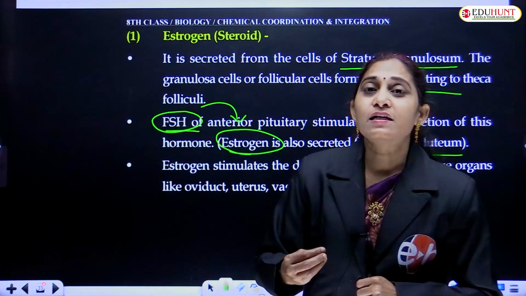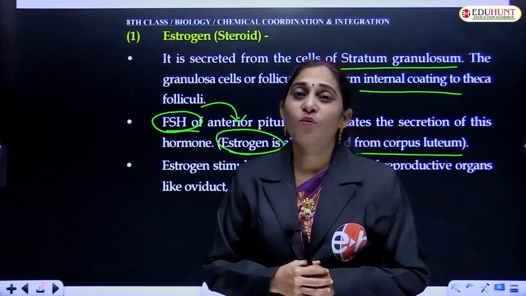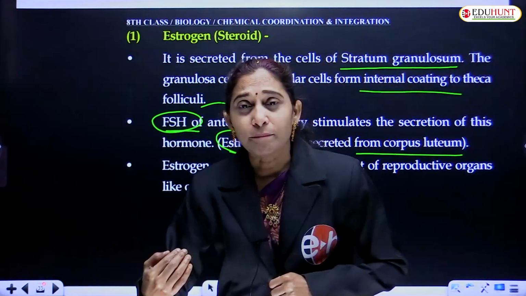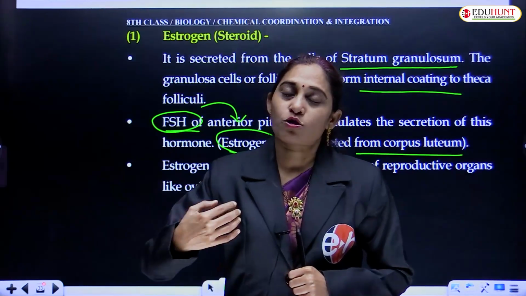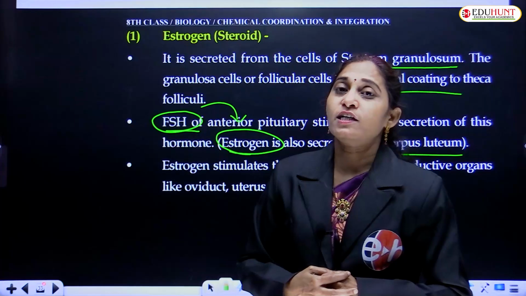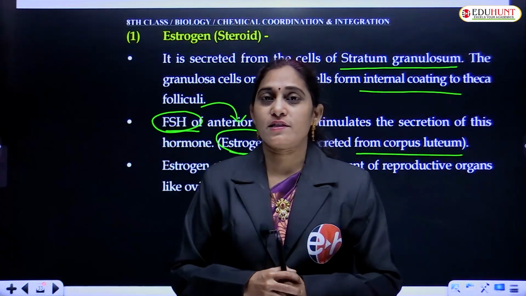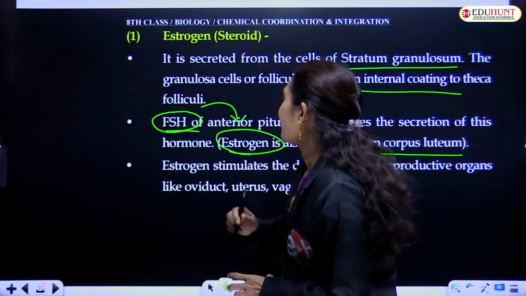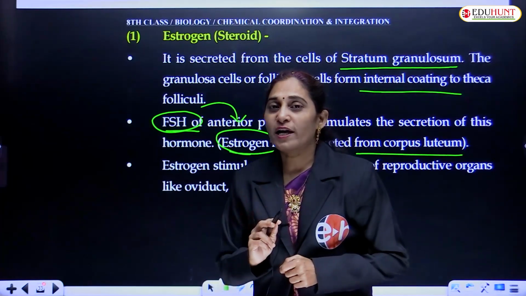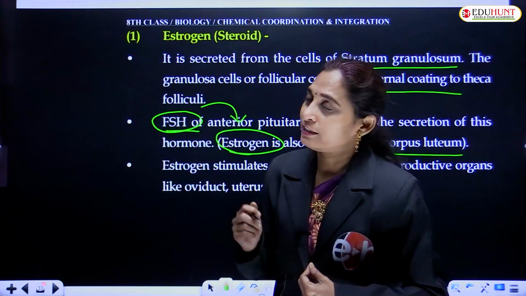In male, that is in testis, the follicle stimulating hormone stimulates to produce the male hormone, that is testosterone. It is facilitated for the formation of gametes, spermatogenesis. In males, FSH stimulates spermatogenesis, formation of sperm in the testis.